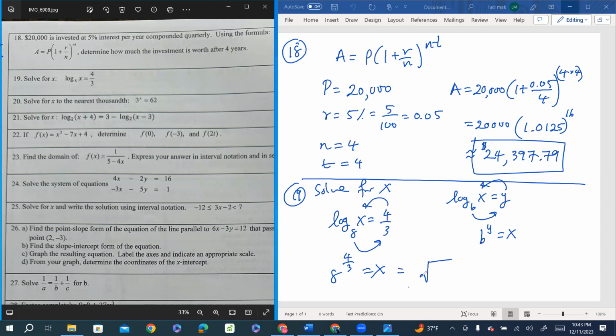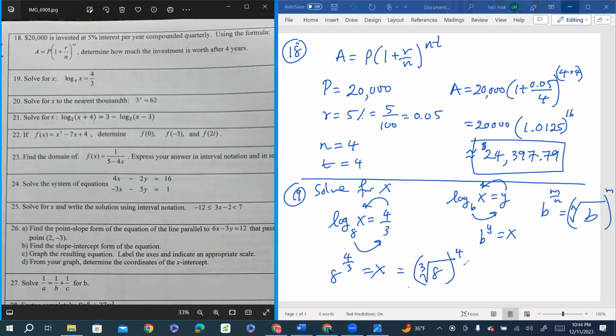Remember, as I told you, if you have b to the power of m over n, it's the same as the nth root of b to the power of m. You can put the m inside or outside. I like to have it outside. So it's the cube root of 8, because you can simplify it and then the number gets smaller, to the power of 4. Cube root of 8, 8 is 2 to the third power. So the cube root of 2 to the third power, this cancels out. So it's going to be a 2. So 2 to the power of 4 is 2 times 2, which is 4. 4 times 2 is 8. 8 times 2 is 16. So the answer: x equals 16.